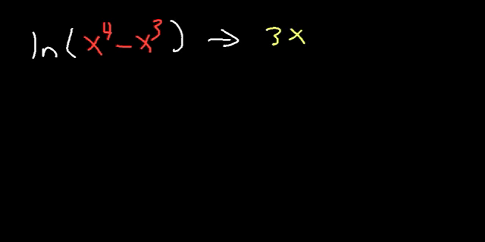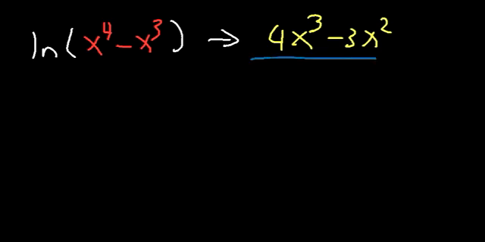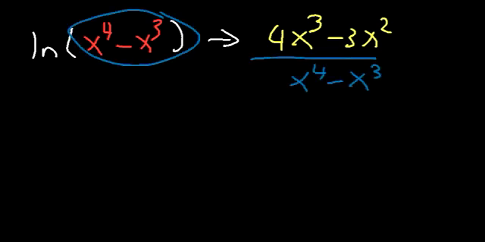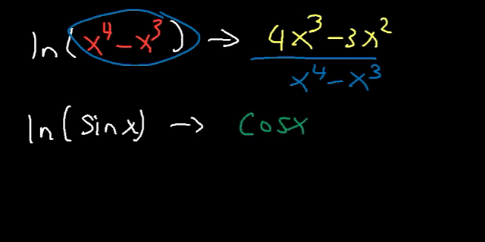But now, let's say if you want to find the derivative of ln of x to the fourth minus x cubed. So differentiate the inside, which is 4x cubed minus 3x squared, divided by the original, which is what's inside here, x to the fourth minus x cubed. So that's how you could find the derivative of natural log functions. But let's try one more example. What about ln sine x? Feel free to pause the video and try this example. The derivative of what's inside, the derivative of sine, is cosine x divided by the original sine x, and cosine over sine is cotangent.